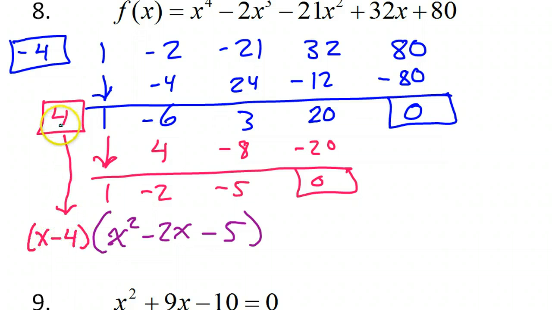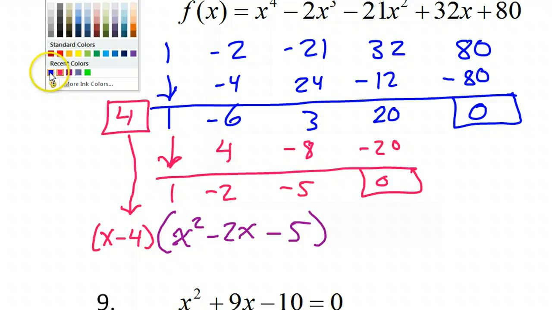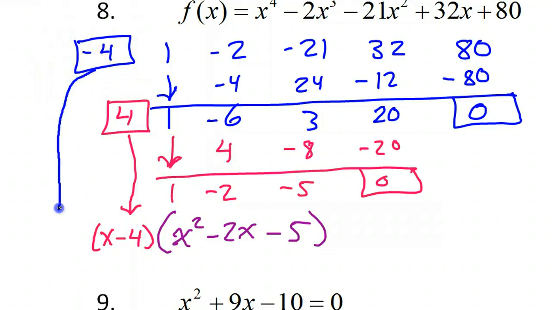Now this 0 of 4 would come from a factor of x minus 4. And this 0 of -4 would come from a factor of x plus 4. 5 times 1 is the only way to do this. And if I try to, this is going to be unfactorable, is what I'm saying.